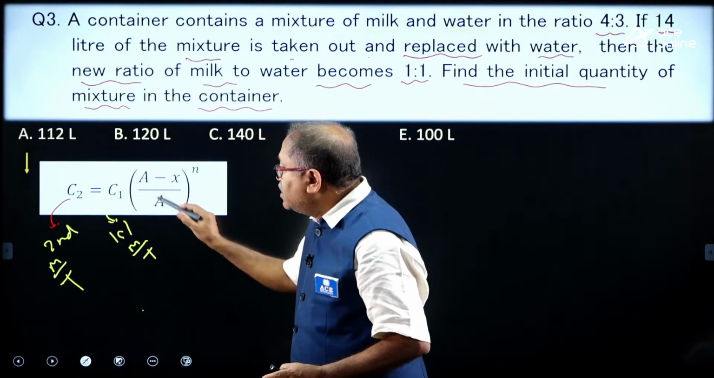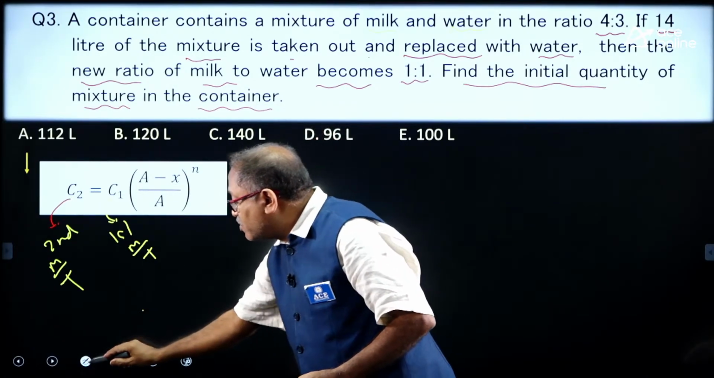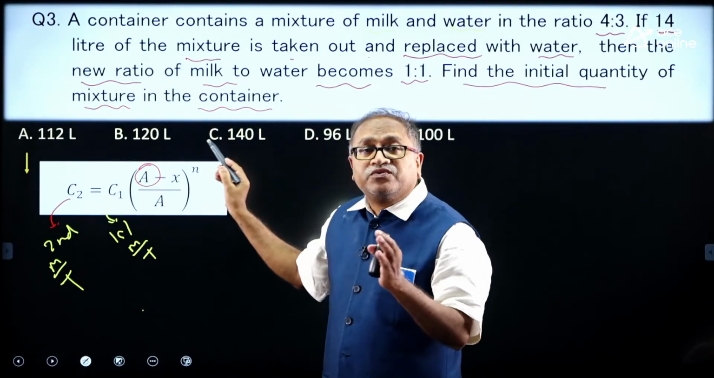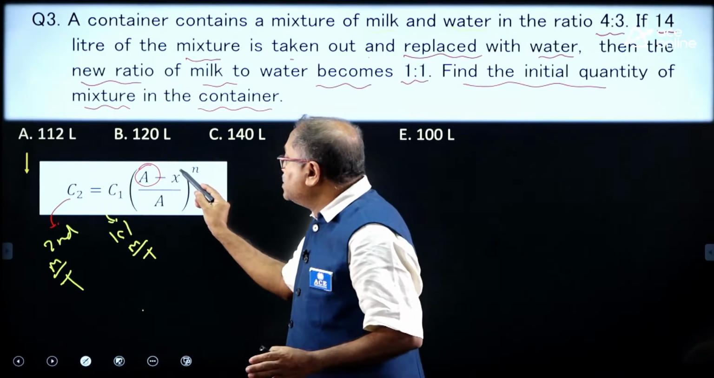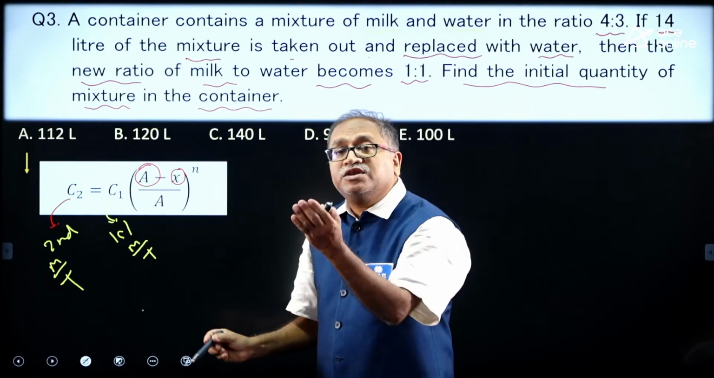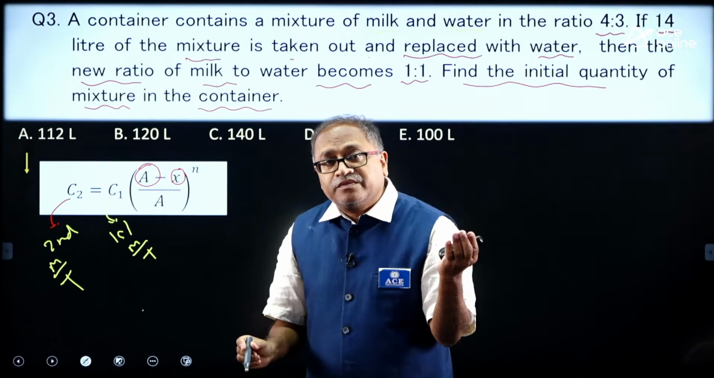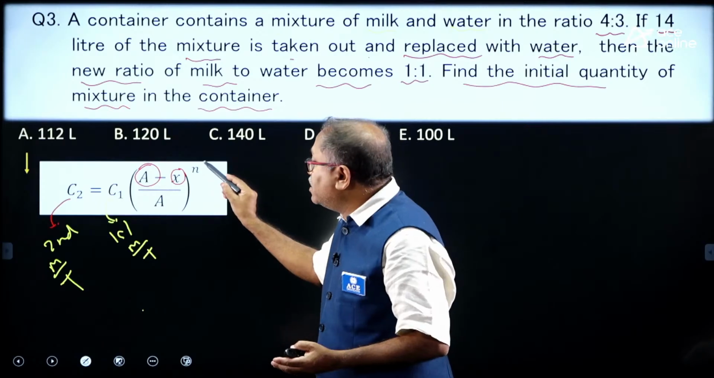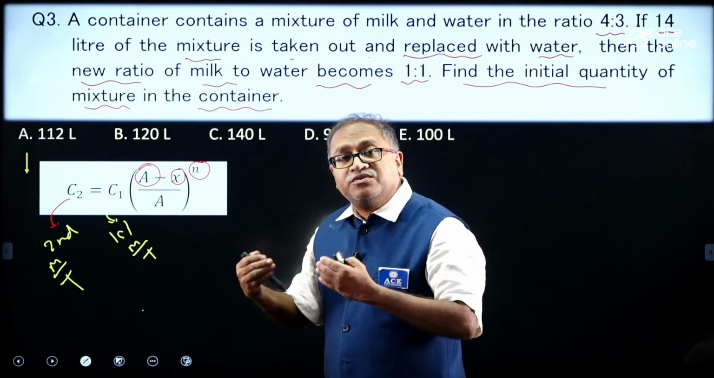And the next, what is A? The initial quantity. You are asked to find out the initial quantity. What is X? The X is the quantity which is replaced, and the same initial quantity A to the whole power n, the number of times this activity is repeated.